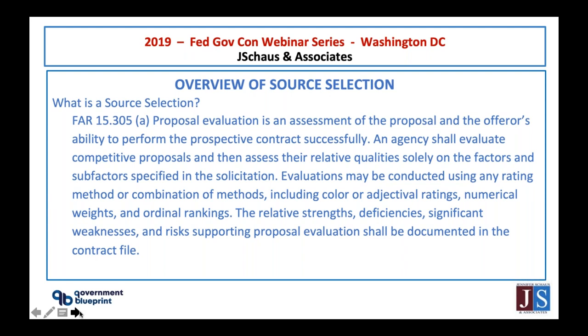You'll be able to find how the government puts together source selection, or how they evaluate proposals, in FAR 15.305(a). This tells you how the government evaluates proposals, what type of factors they use, and any rating combinations. If you read FAR 15, you'll see this a lot in the RFQ, and it'll also be used in combination with other FAR parts, like FAR Part 8 or FAR Part 12. It just means this is the way the government does the source selection. Next slide.